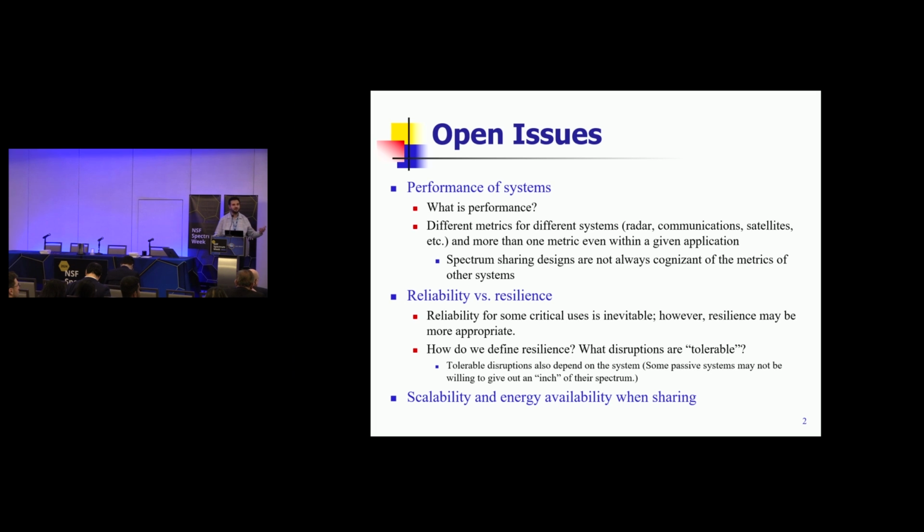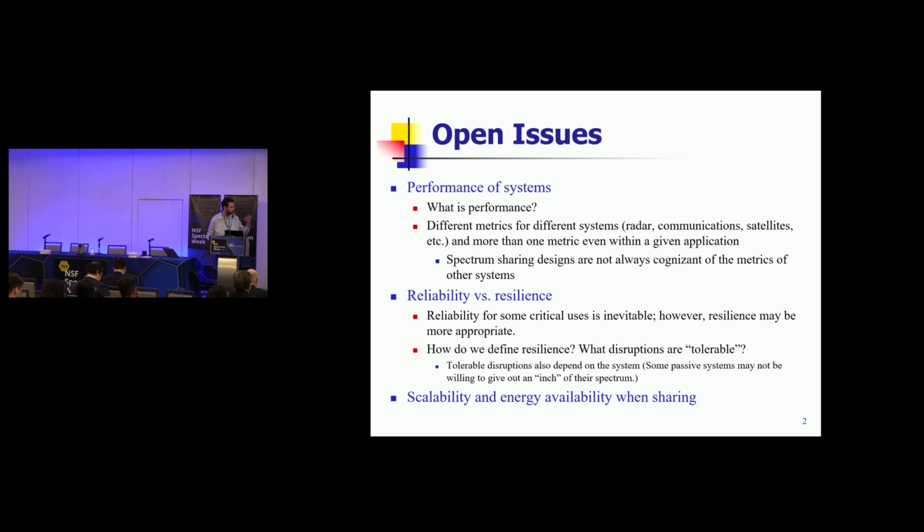So for example, there was an anecdotal example on some passive systems where you cannot even give an inch of your spectrum because they just don't want to give up that. And the question becomes, how do we share with those systems? I mean, what would be resilience in that case? I mean, probably it doesn't even make sense. So how do we define those?